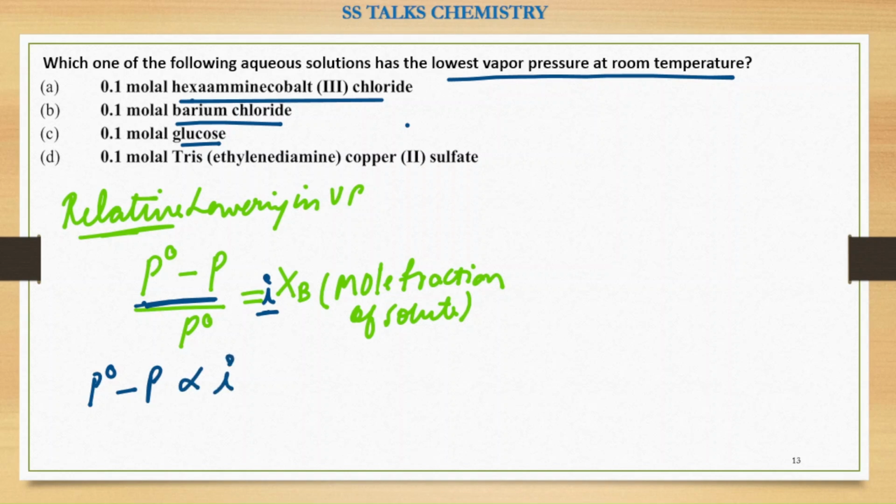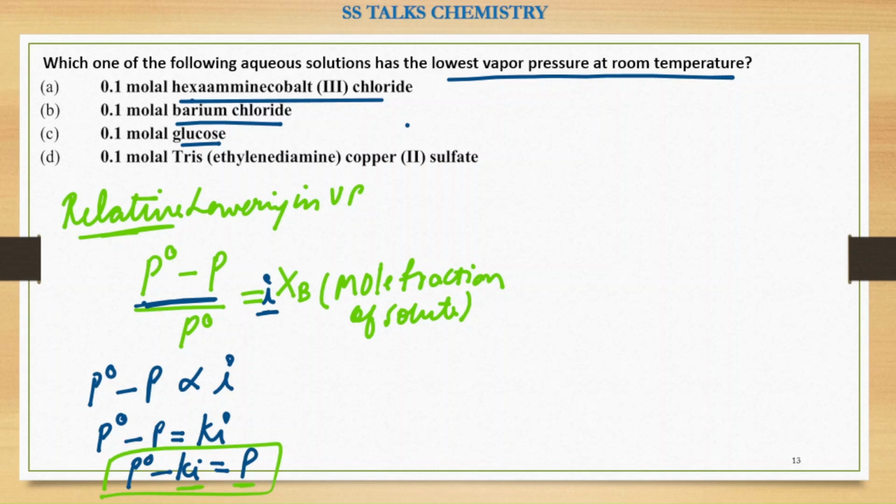Other things keeping constant, because the concentration terms, if you see, are all 0.1 molar concentration only. So we can say that P naught minus P is equal to Ki, right? Removing this proportionality constant. So P naught minus Ki is going to be equal to P. That means this is the vapor pressure of the solution that we will be having. So this P is dependent upon this i value.